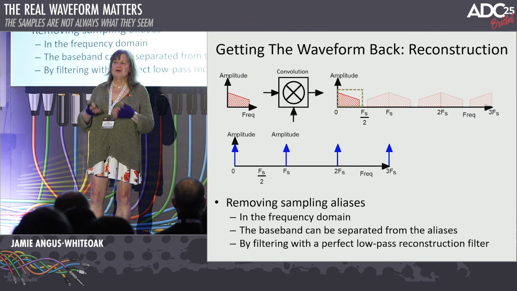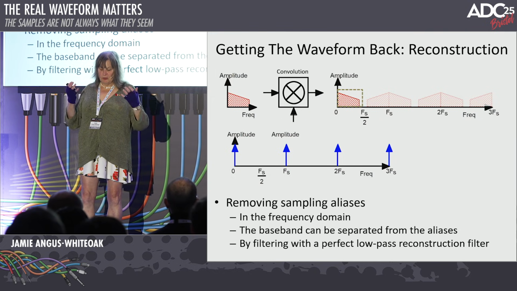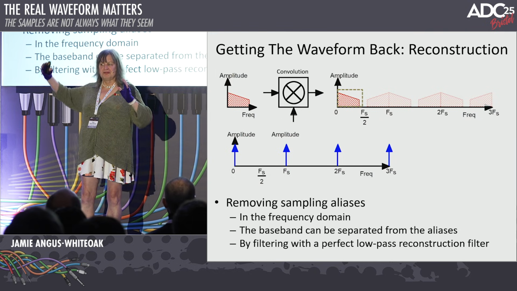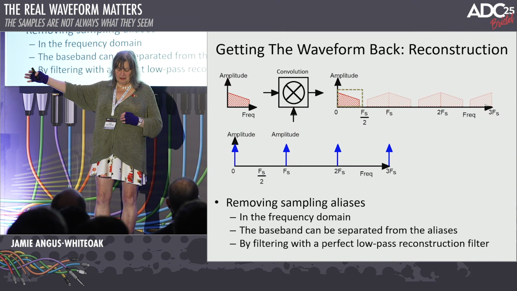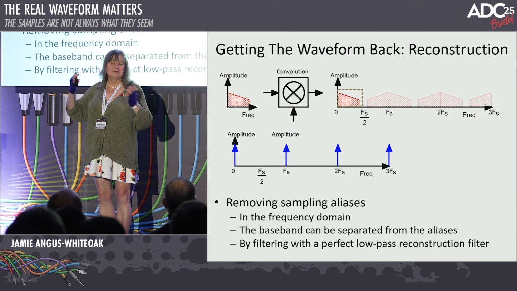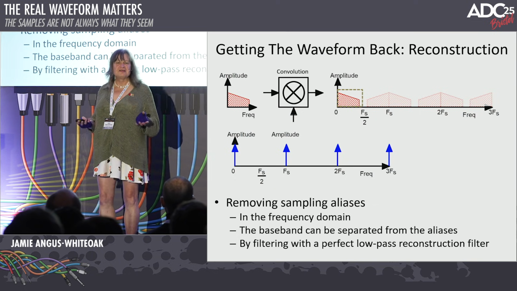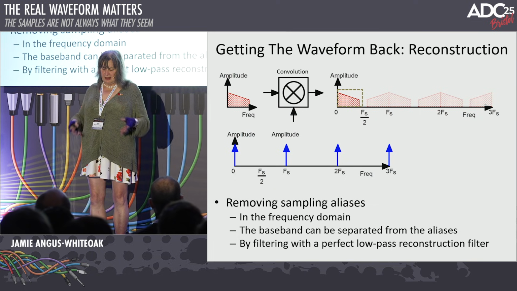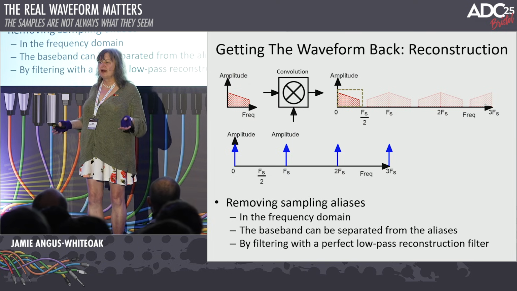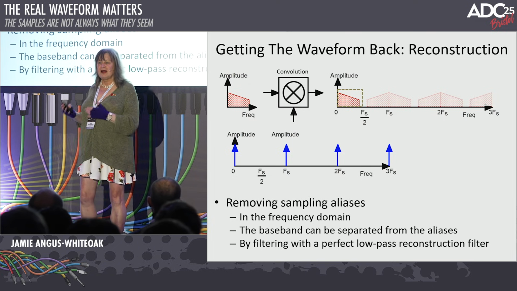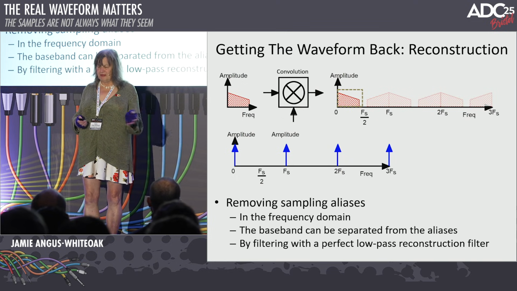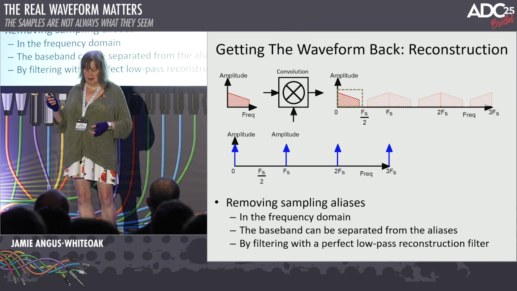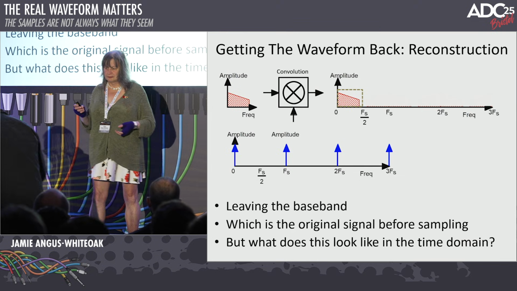So what we need to do, the way we normally think of it, is we low-pass filter it to remove those infinite aliases in the frequency domain. The baseband can be separated from the aliases. That's nice to see conceptually, and you filter it with a perfect low-pass filter. But what does that actually mean in the time domain? Because we do most of our filtering in the time domain on sampled signals.